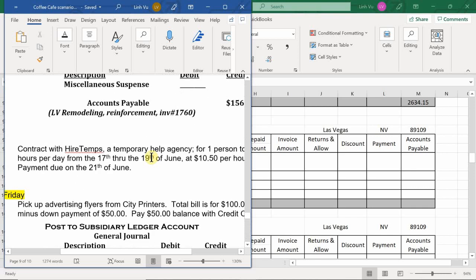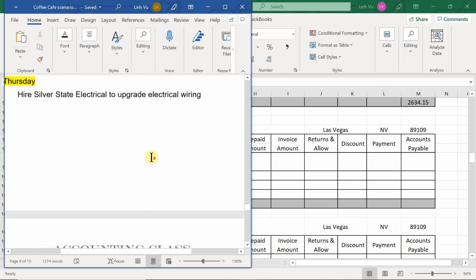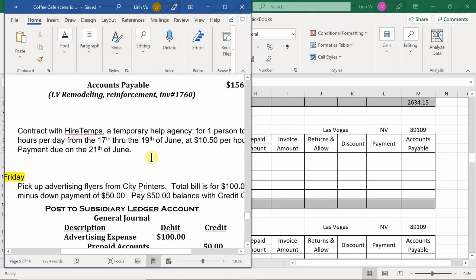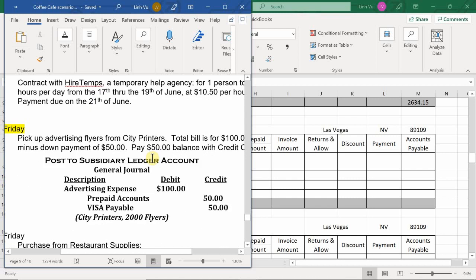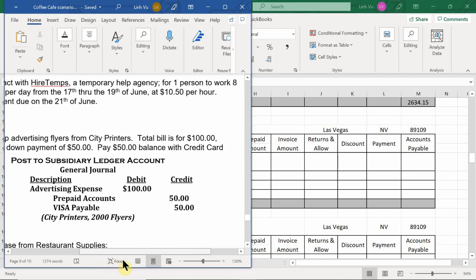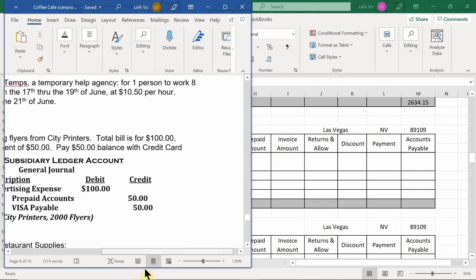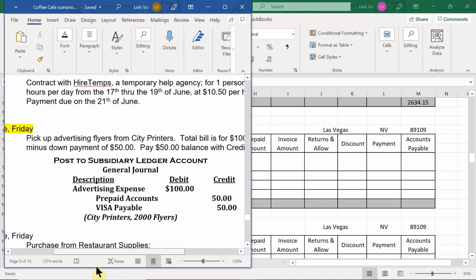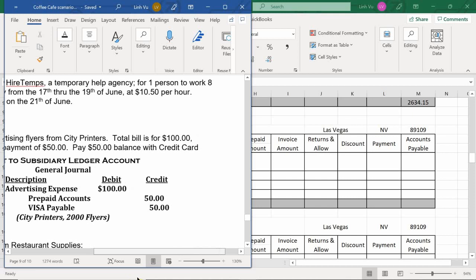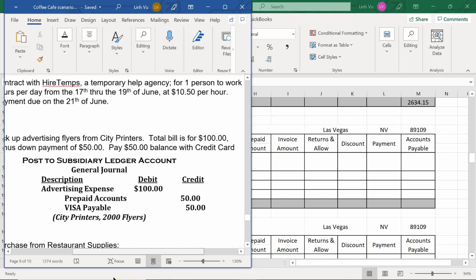Okay, so then, let's see. We hired somebody through Hire Temp. So what happened next here? So we pick up advertising flyer from the city printer. The total bill is for $100 minus the payment from 50. Pay 50 balance with a credit card. So the same.